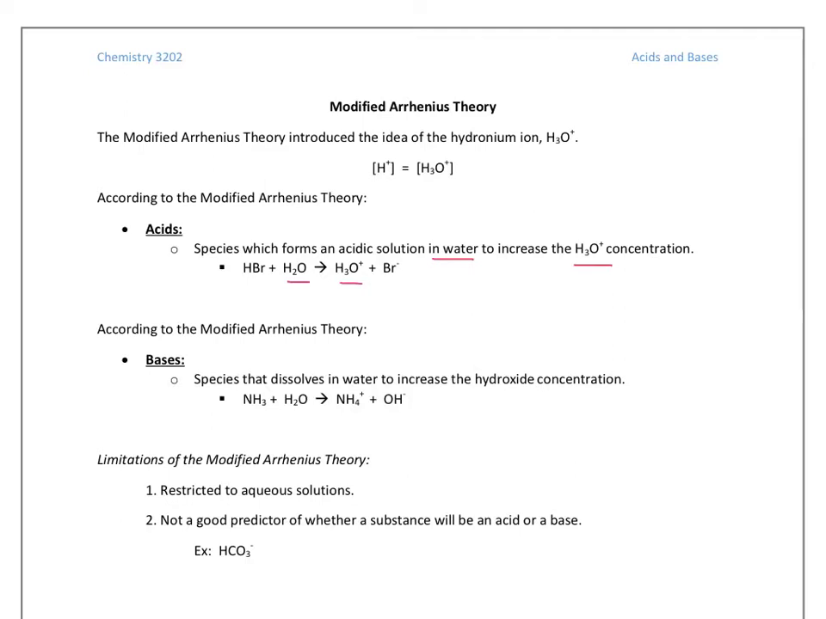According to the modified Arrhenius theory, a base is any species that again dissolves in water, this time to increase the hydroxide ion concentration. By modifying the original Arrhenius theory to include that the example has to be dissolved in water, we have now taken care of the original limitation of not being able to predict ammonia as being a base. As you can see in this example, when ammonia reacts with water, it does in fact produce OH-, and now we have successfully predicted ammonia as being a base.